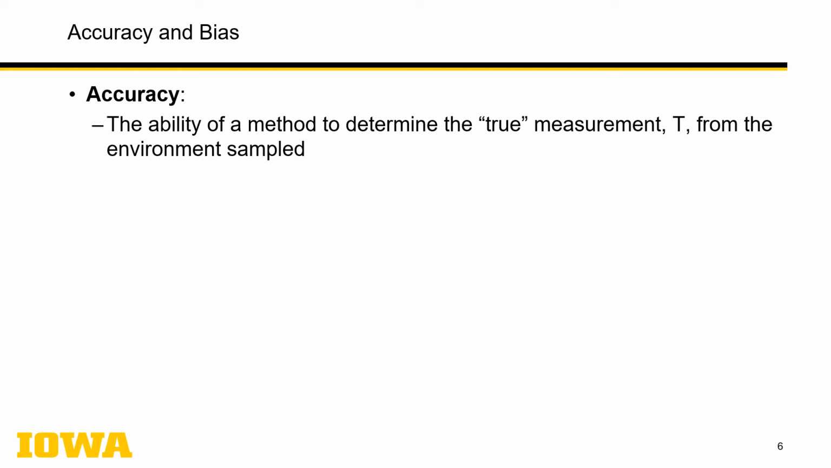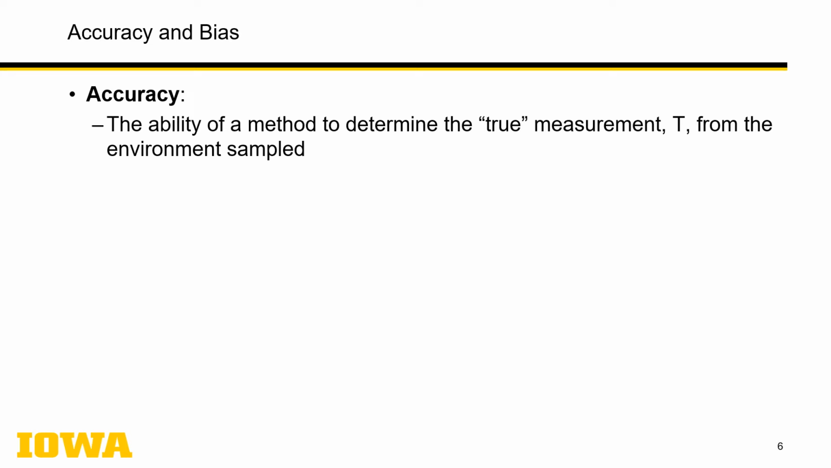And here's the definition of accuracy. Accuracy is the ability of a method to determine the true measurement, we'll call it T, from the environment sampled. So it is your ability to be able to do that. How well can you, how accurate are you, so to speak? How accurate is your measurement? That doesn't really allow us to get at a calculation for it.